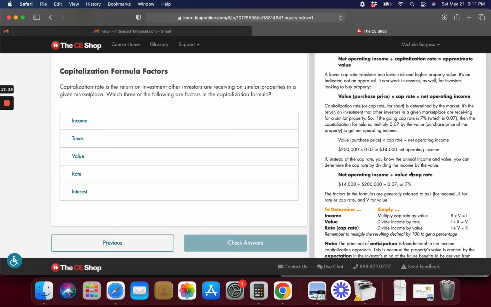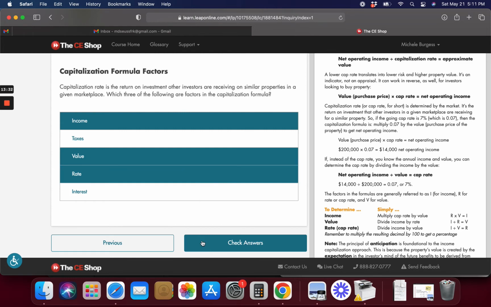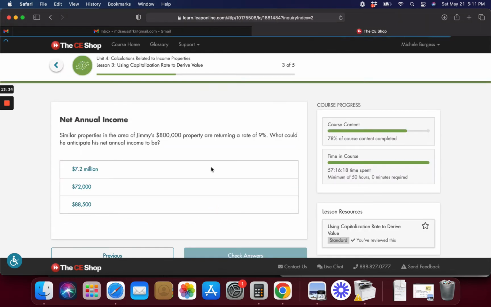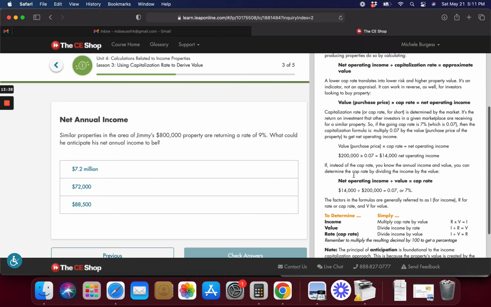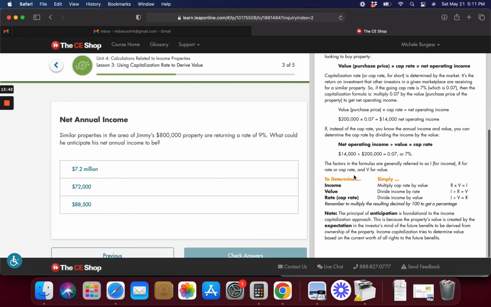Okay. Factors in the capitalization formula. So I think it's income, value, and rate. All right. 100,000 at a 9% rate.